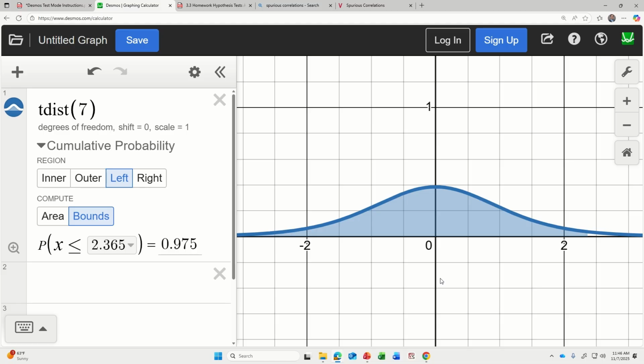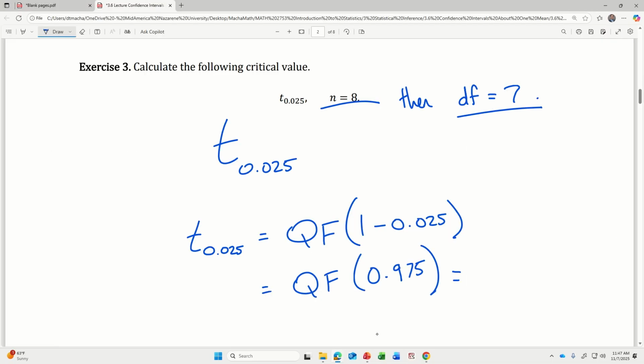7 is the degrees of freedom, and the degrees of freedom is always 1 less than the sample size. So then the 2.365 would be the t value? Yeah, you're right. So where it says 2.365, that's my answer. That's the critical value.